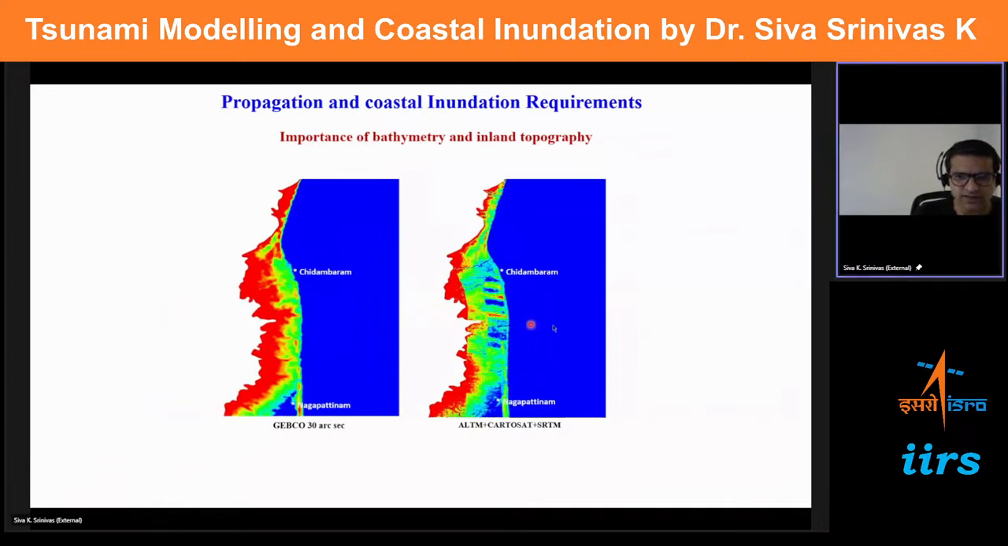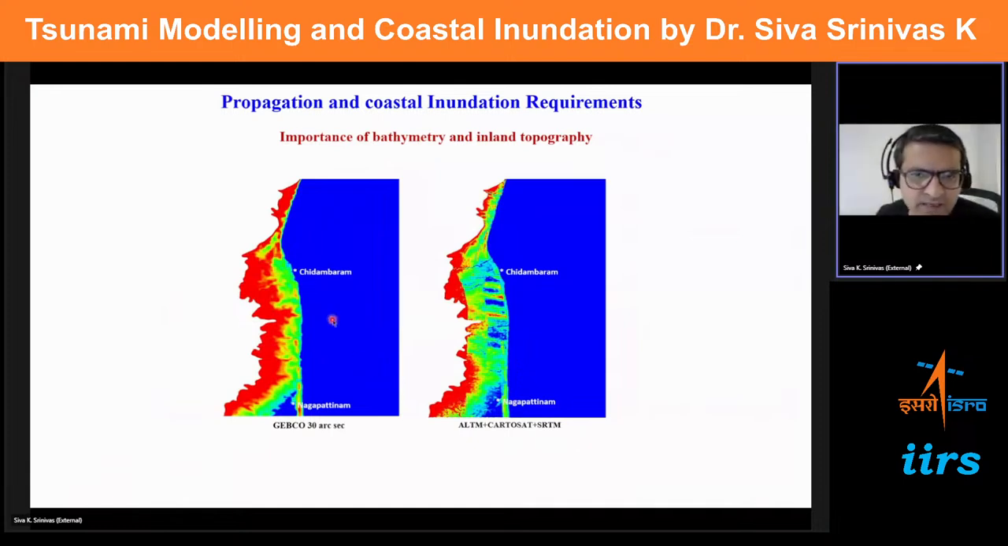So these are 2 different bathymetry charts, where this is GEBCO 30 arc seconds taken for Chidambaram and Nagapattinam region, where this is the data which INCOIS has. Here the resolution is 30 arc second. Here the resolution is around 100 to 200 meters. This is obtained by merging ALTM, CARTOSAT, and SRTM.